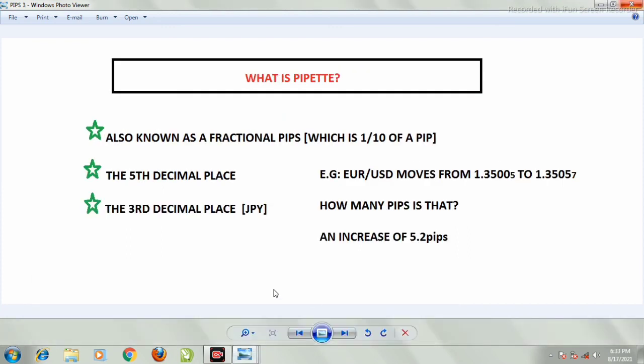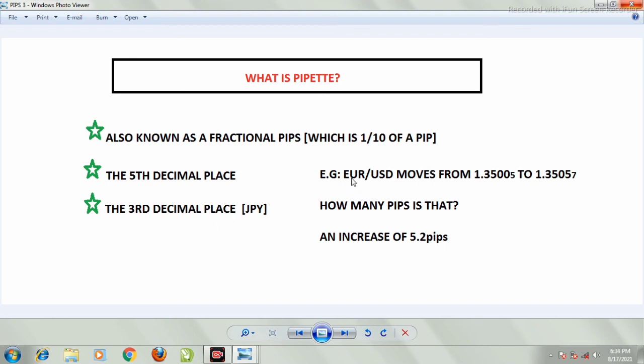The pipette is also known as a fractional pip, which is 1/10 of a pip. The pipette is the 5th decimal place in every currency pair. Like I say, the Japanese yen is very special. You can see it on my screen. Anytime you see the JPY with another currency, like for example the USD/JPY, always know that the pipette is the 3rd decimal place.